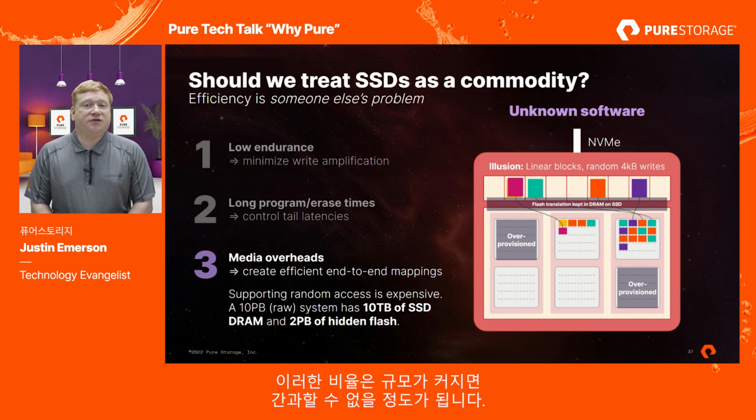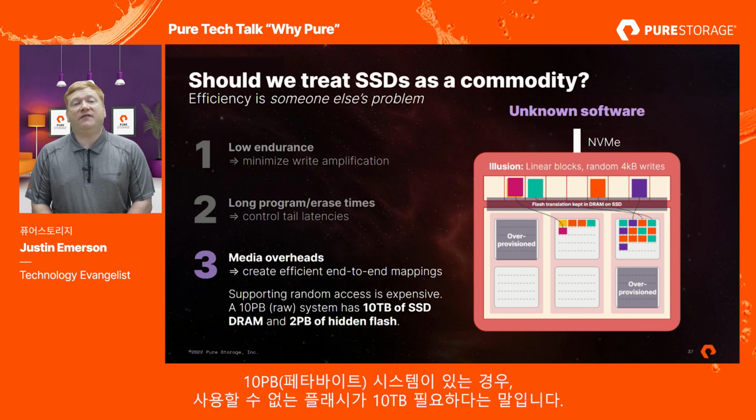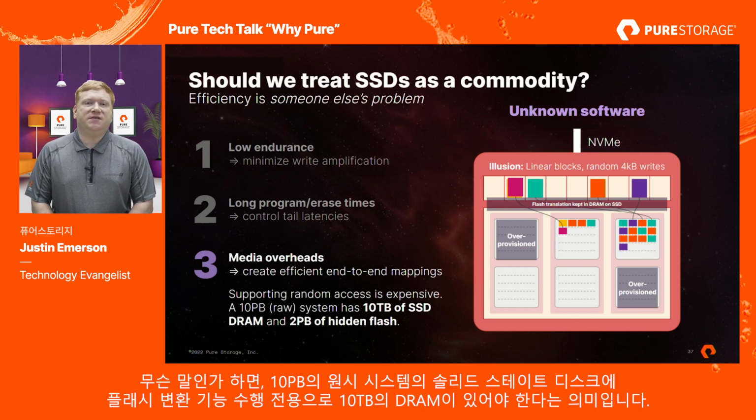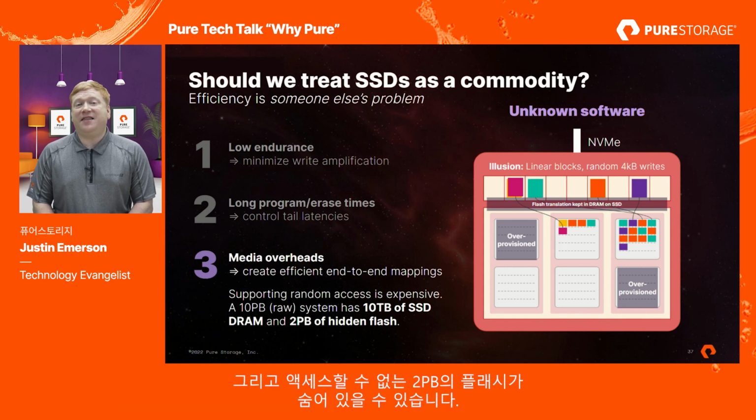This really starts to hurt at scale. If you have a 10 petabyte system, it might have 10 terabytes of flash that you can't use. What this means is that in a 10 petabyte raw system, you may have 10 terabytes of DRAM that are sitting inside all of those solid-state disks just performing this flash translation function. And there may be 2 petabytes of hidden flash that you can't access.